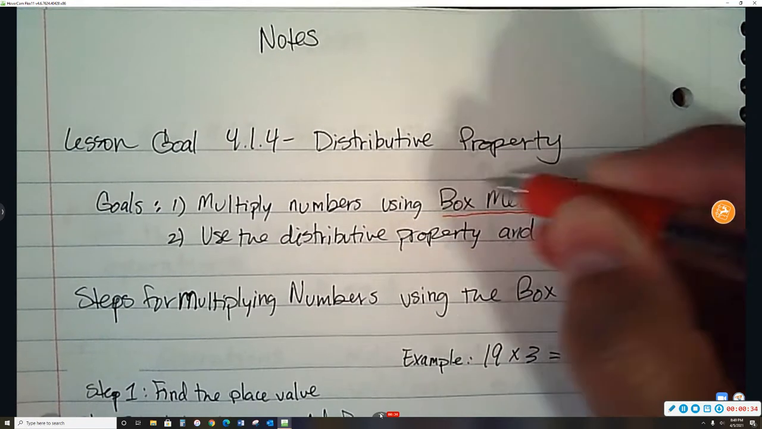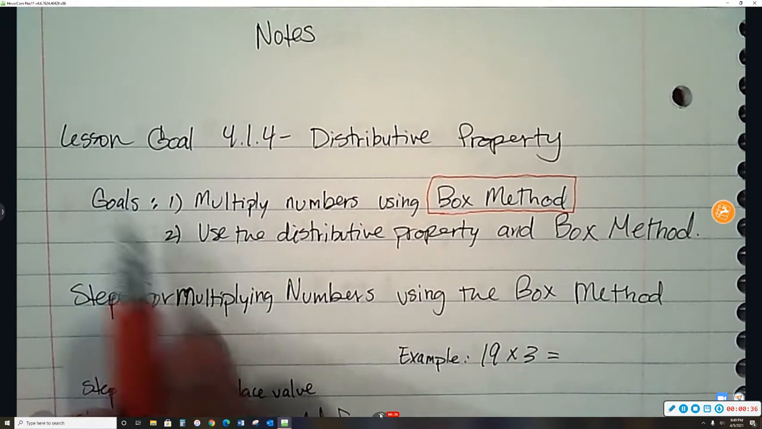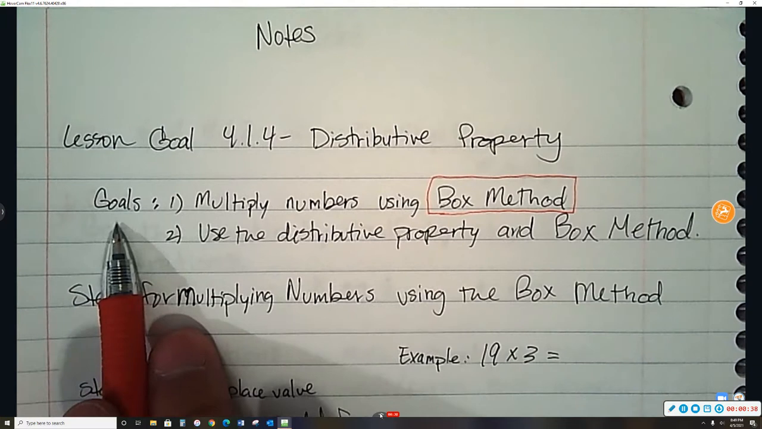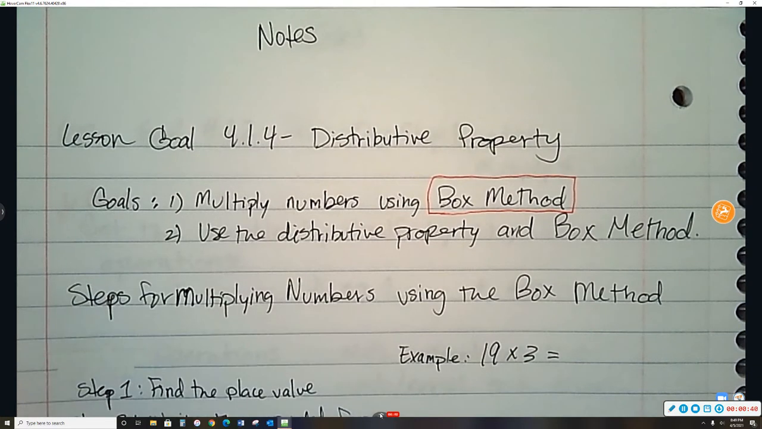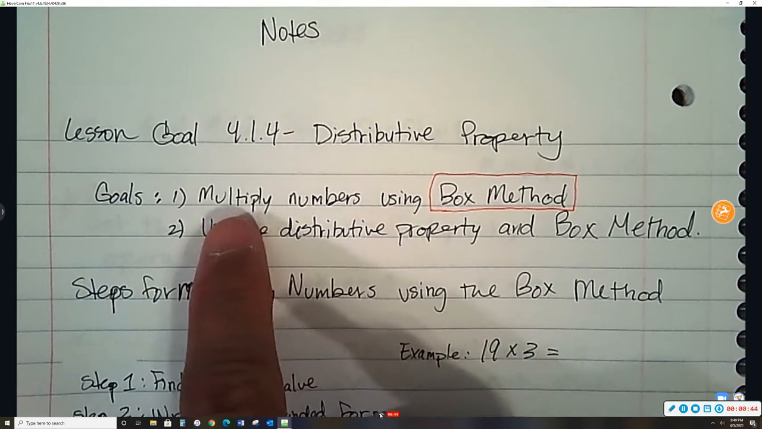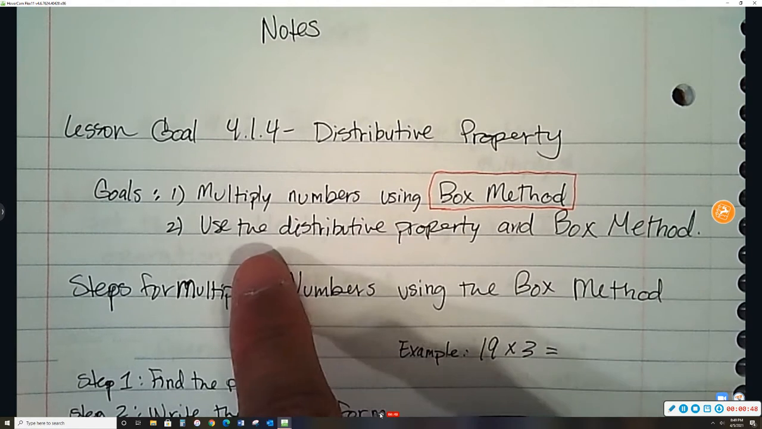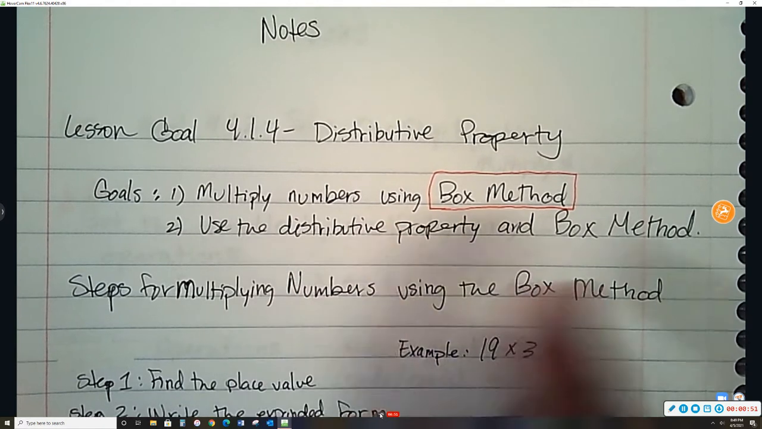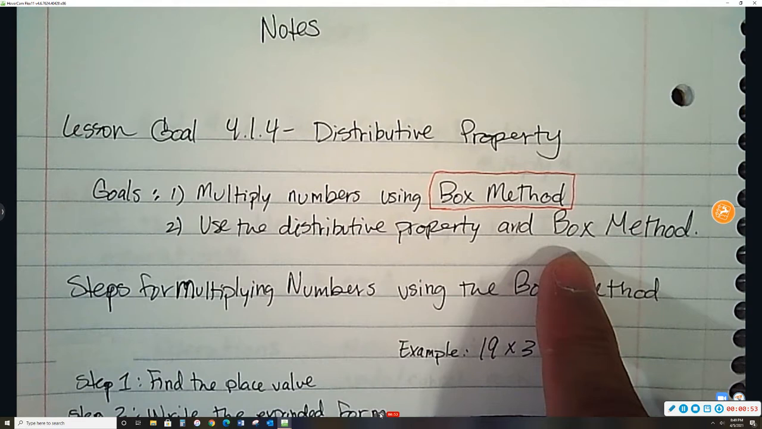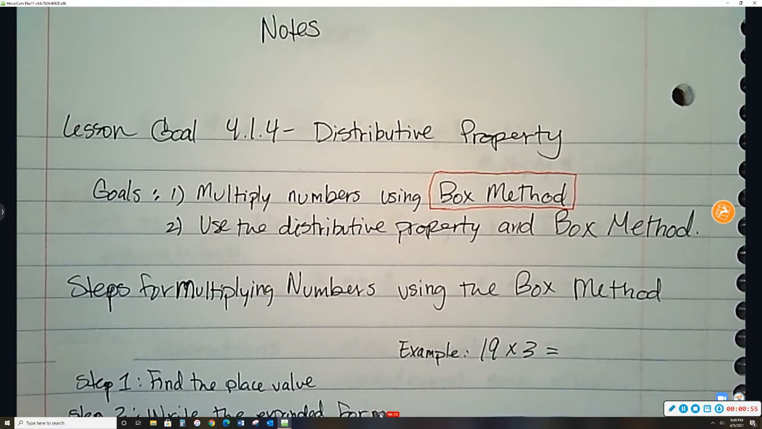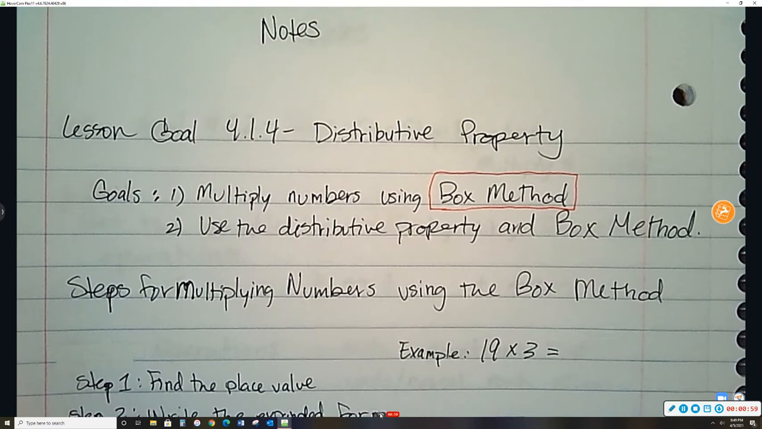We're going to multiply this using the box method. There's two things that I want you to get out of these notes, or out of today's lesson and worksheet. I want you to be able to multiply numbers using the box method, and then also I want you to be able to use the distributive property and the box method together. Okay, so those are the two things. Pause this if you need to pause it, I'm going to move on.